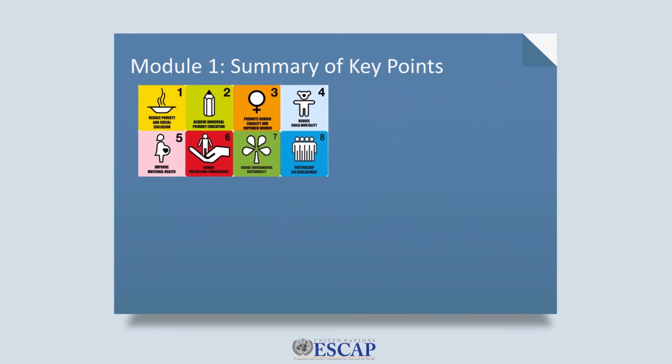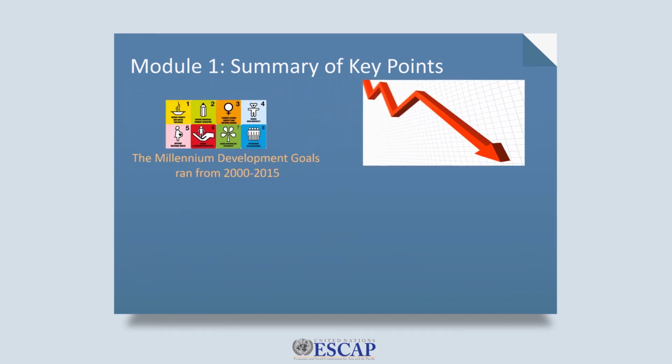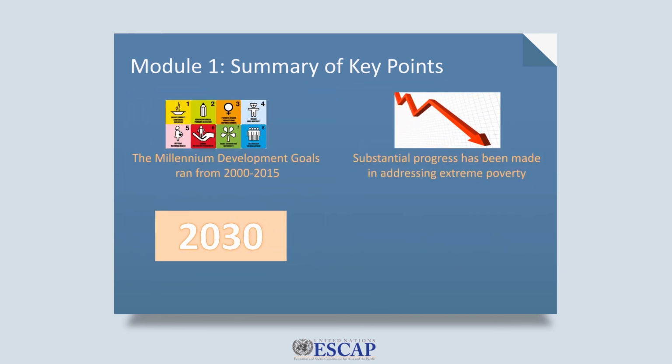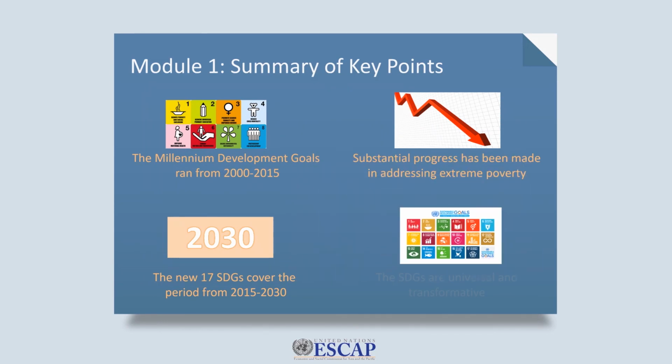Let's review the major points that we have covered in this module. First, we looked at the Millennium Development Goals, or MDGs, which were created in the year 2000 and ran until 2015. The MDGs were the first globally agreed development goals. Major progress was made in meeting many of the MDGs. In particular, thanks in large part to strong economic growth in Asia, the number of people living in extreme poverty fell dramatically across the period. However, progress in some other areas, such as sanitation and improving maternal health, was less strong.